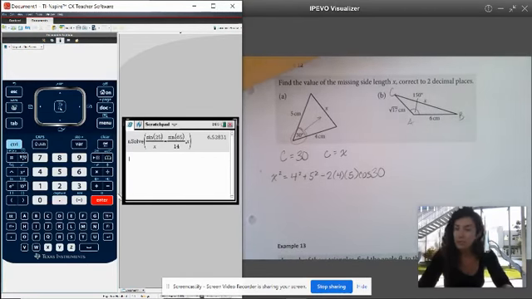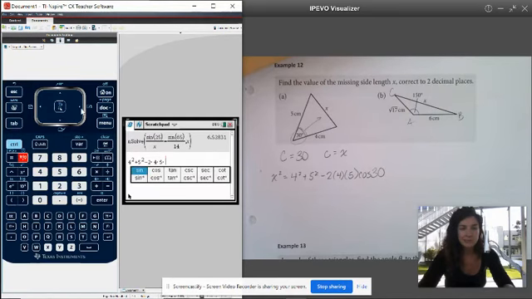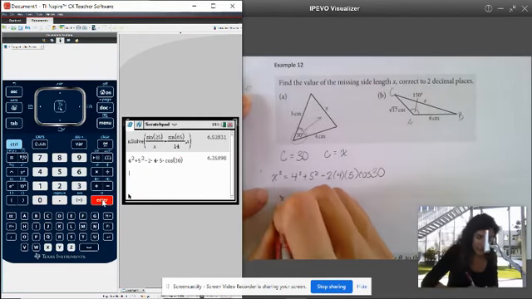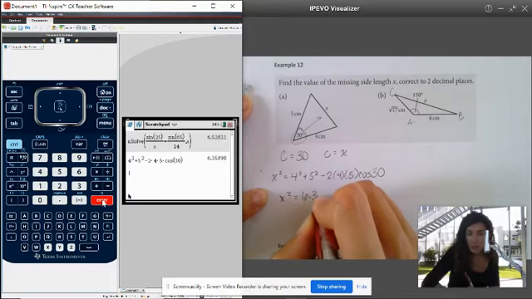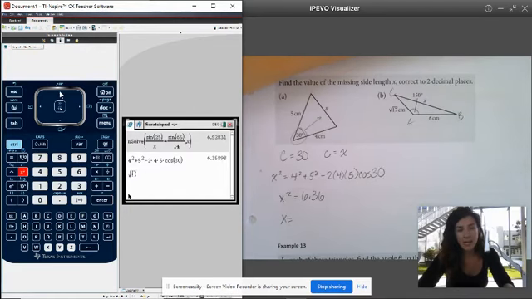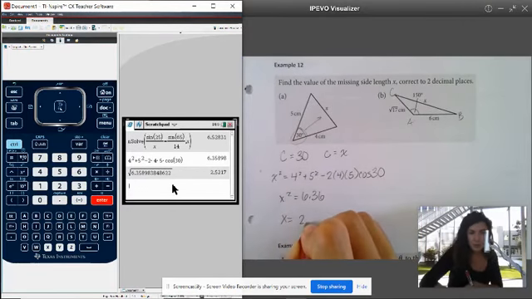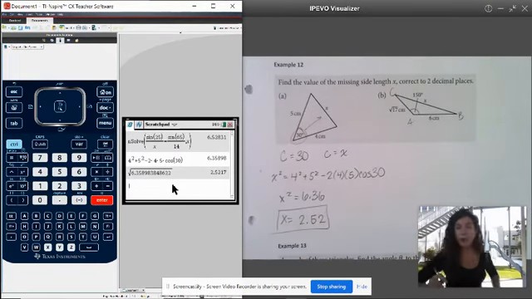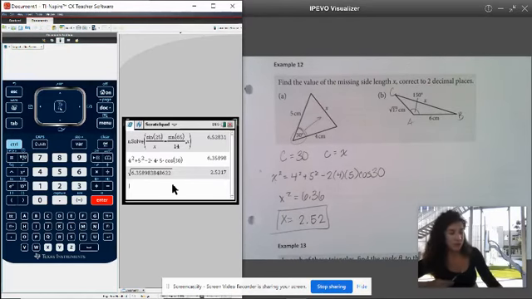If you do not have numerical solve, if you have a TI-84, you can just plug this in exactly as you see it. 4 squared plus 5 squared minus 2 times 4 times 5 times cosine of 30. And you get that x squared is equal to 6.36. I'm going to take the square root of that exact number, so I'm going to scroll up and press enter to bring it down. And I get that x is equal to 2.52. Hopefully that is what you got if you used numerical solve.